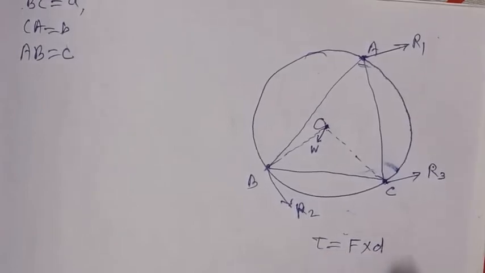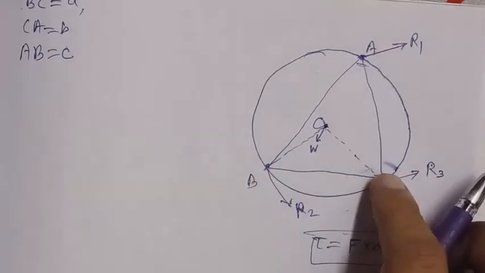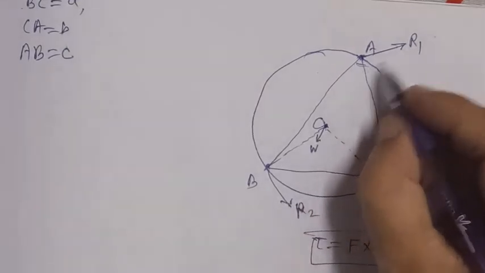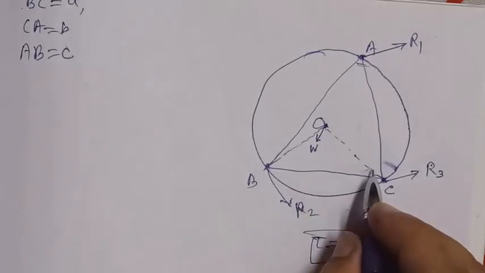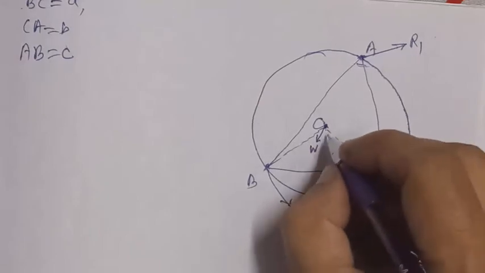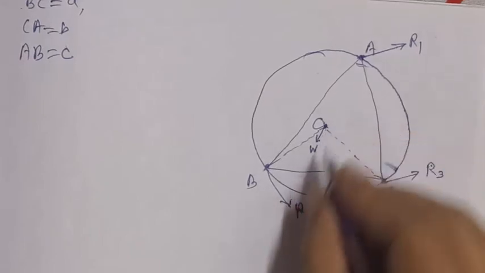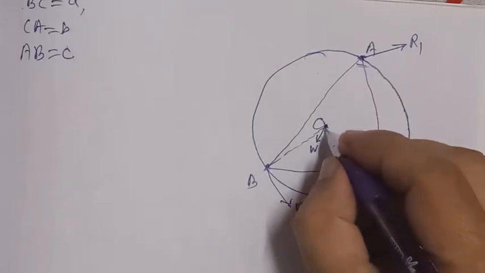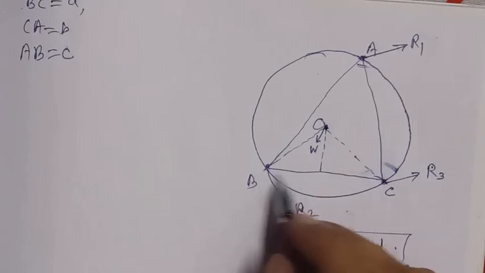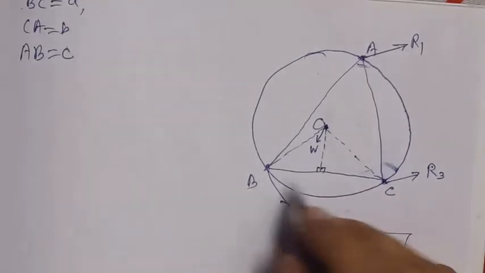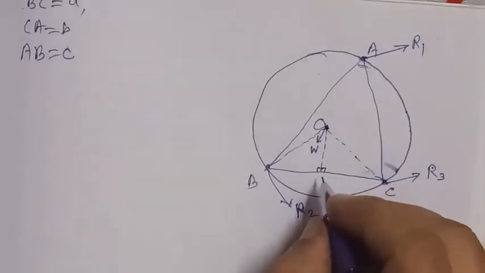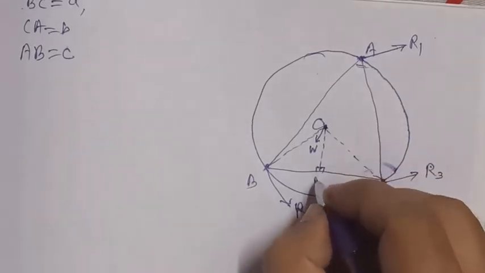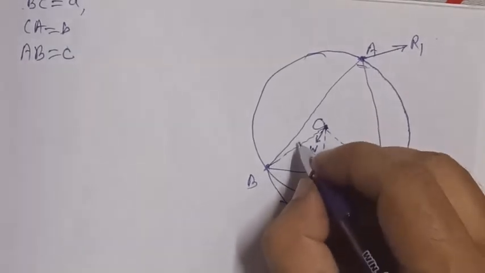So the moment is zero for R2 and R3 about BC. Therefore we only have to find the moments of W and R1 about BC. So we find the distance of the line of action of W from BC and of R1 from BC. Draw a perpendicular from point O on BC, which is also the perpendicular bisector of BC, because BC is a chord. We find the value of OD in terms of OB, because OB is a radius of the circle.